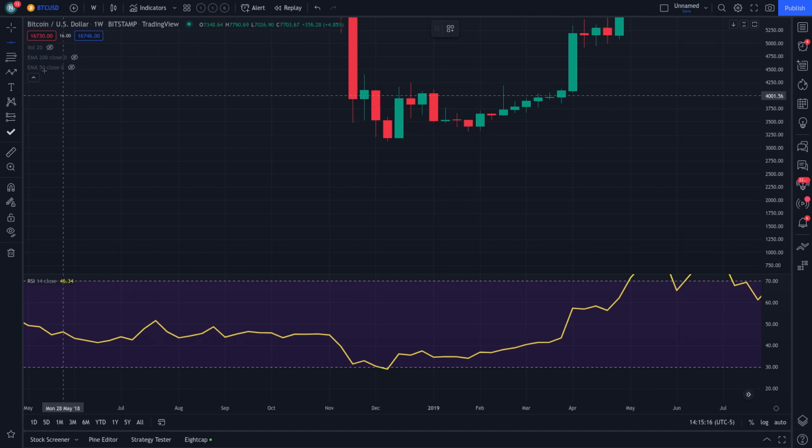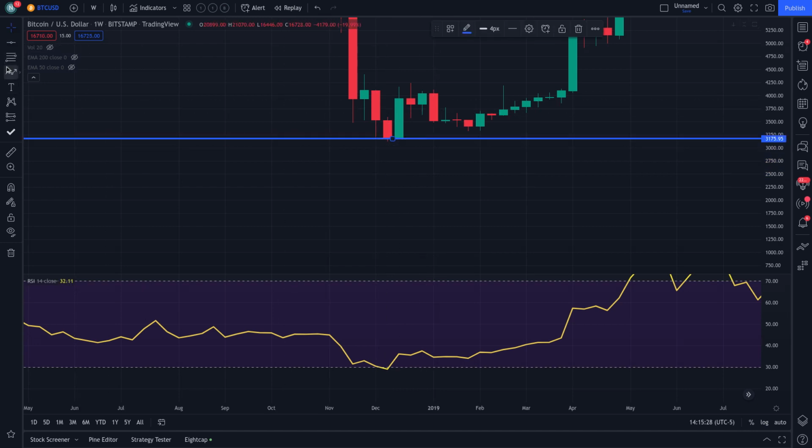Okay. Lowest point on the RSI right here. Lowest point on the RSI corresponds with the candle's bodies on the price. So when that happens, you put a horizontal line on the candle's body. You see what I did there? I put that horizontal line on that candle's body corresponding with the lowest point on the RSI.